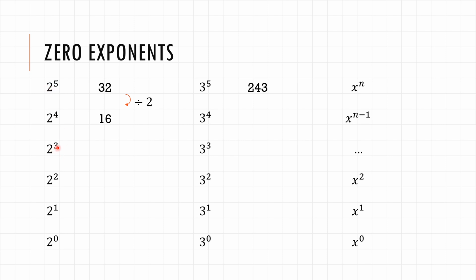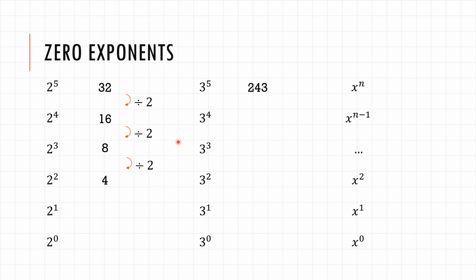2 to the power of 3 is 2 times 2 times 2, so that's 8. If we wanted to go directly from 16 to 8, how would we do that? See if you can think about how that would happen. That would be dividing by 2 again. Okay. Well, I wonder if this pattern will go on. 2 to the power of 2, that's 2 times 2 is 4. To get from 8 to 4, I also divide by 2.